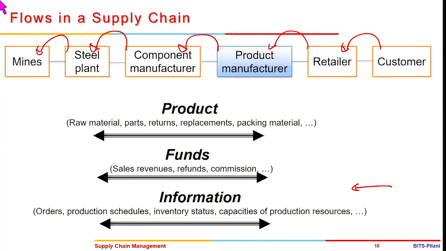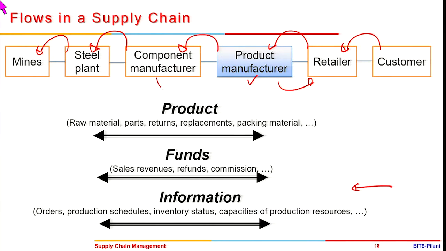And a production schedule. The product manufacturer may share its production schedule with the retailer. And if it shares the production schedule with the retailer, then the retailer can give a definite date by which it will be able to deliver the product to the customer if it is not readily available with the retailer.